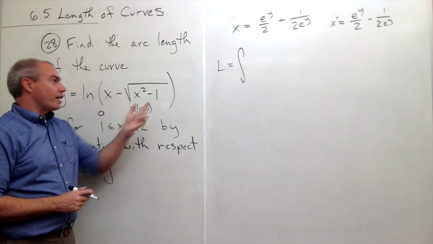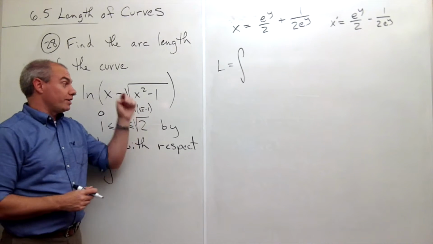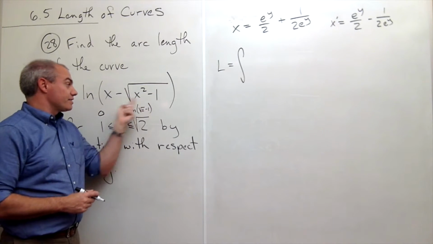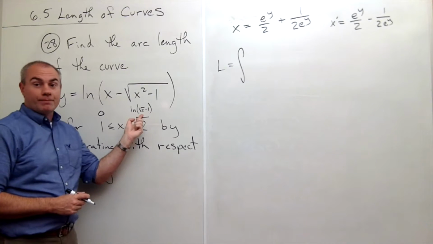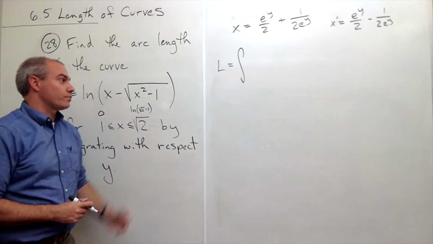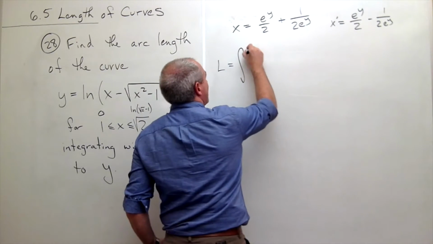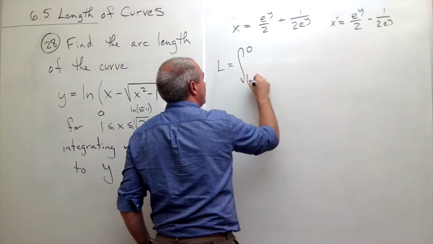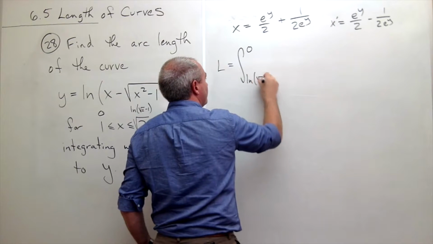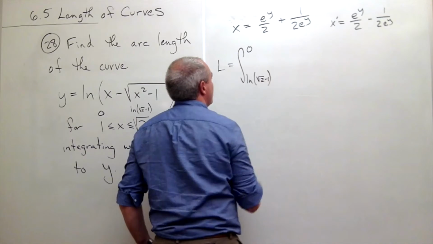So if we're integrating over here, we want the lower one to be on the bottom. And this is the lower one. 0 is actually bigger than ln of square root of 2 minus 1. So 0 goes on top. ln of the square root of 2 minus 1 goes on bottom.